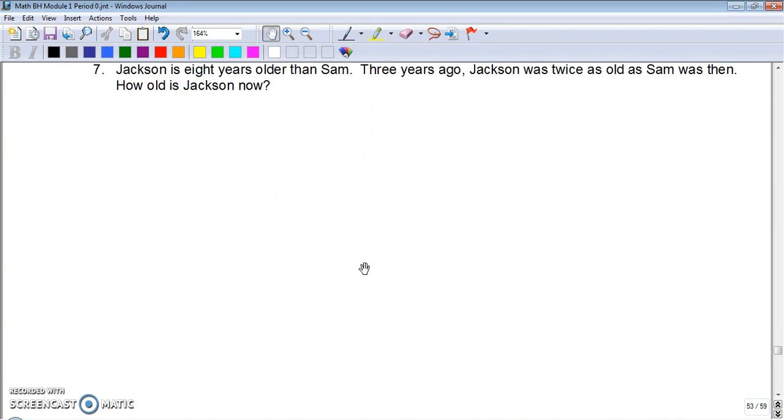Let's look at the last two on the last page. Age problems seem to trick people. Jackson is 8 years older than Sam. 3 years ago, Jackson was twice as old as Sam was then. How old is Jackson now? So we're going to write out Jackson's age now and Sam's age now.